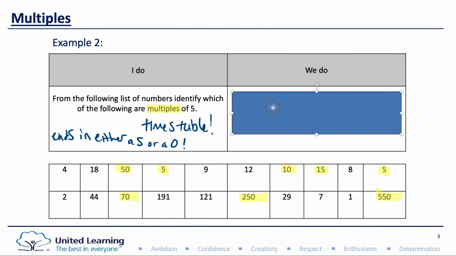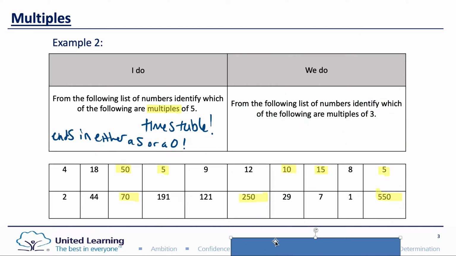What I want you to do is pause the video and have a go at which numbers you think are multiples of 3. I'll use a different color highlighter. All right, I hope you paused the video and found your numbers. Let me change the color of my highlighter really quickly. Okay, so let's take a look at multiples of 3.